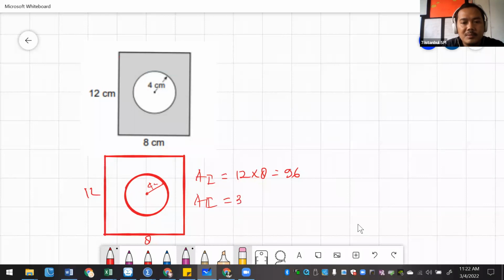We use 3.14 for pi, because it's not divisible by 7. So times 4 times 4. Okay, can anyone help me with the calculation? What is 3.14 times 4 times 4? Silakan.